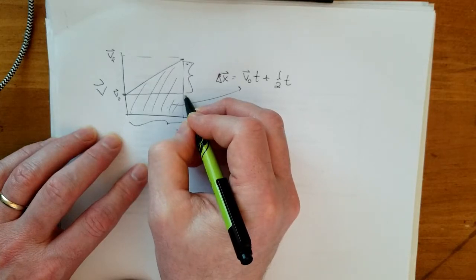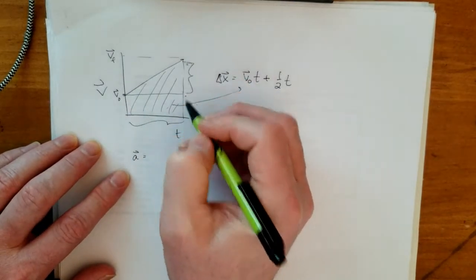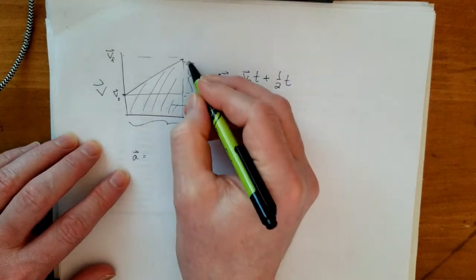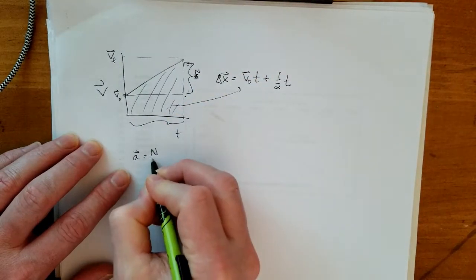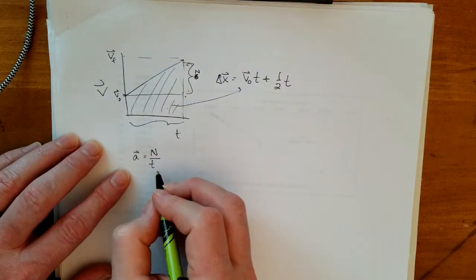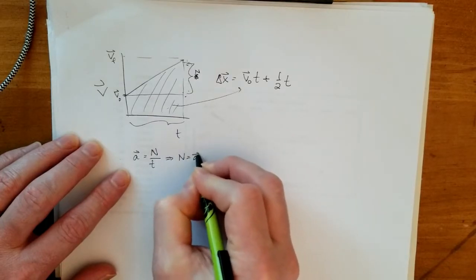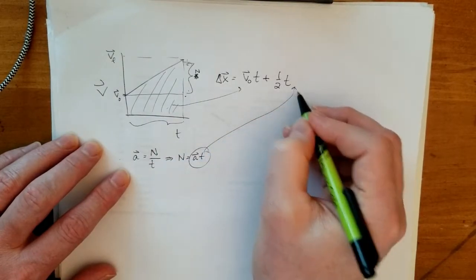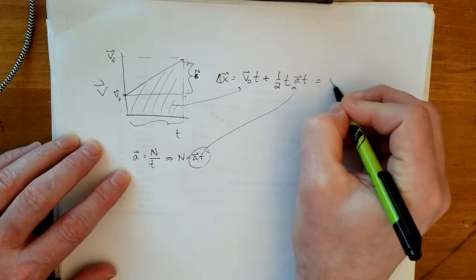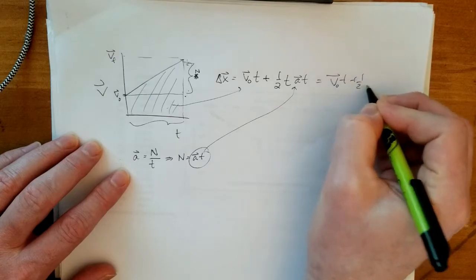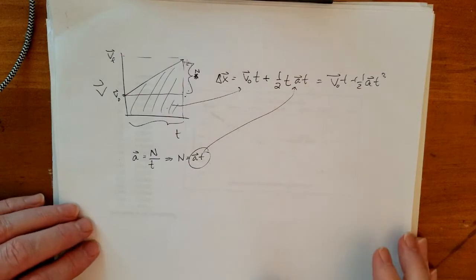Well, that height right there, I know that the slope is the acceleration, and the slope is the rise, which I'm just going to call n for the moment. So that is n over time, and so therefore that rise right there, n, is equal to a times t. So if I plug that in as the height, a times t, I end up with v naught t plus 1/2 a t squared, which is the exact thing that we just derived.